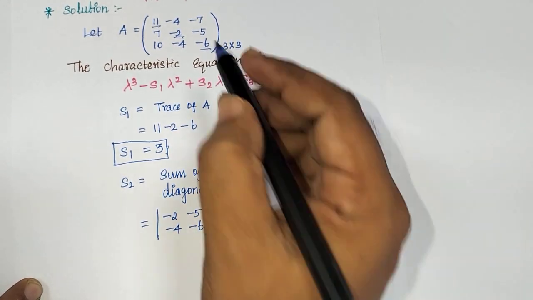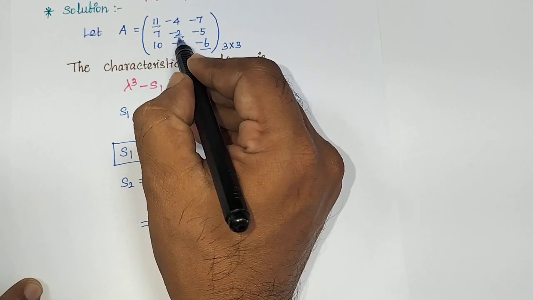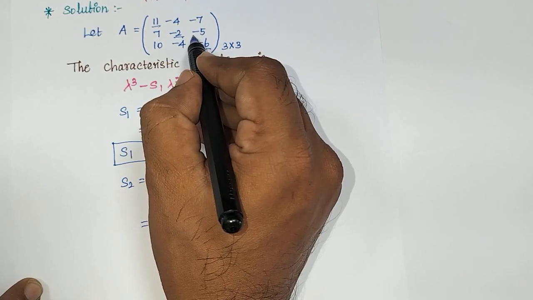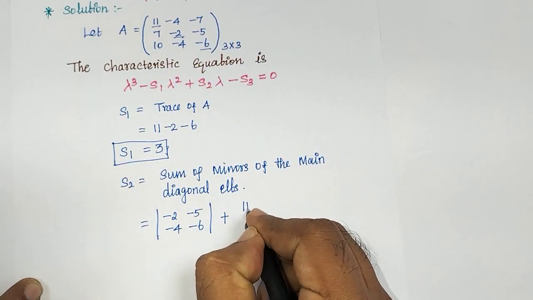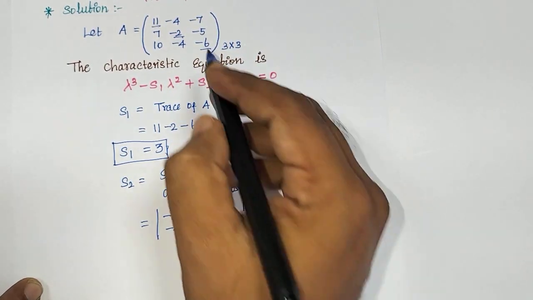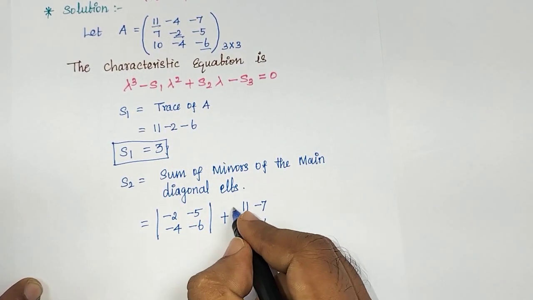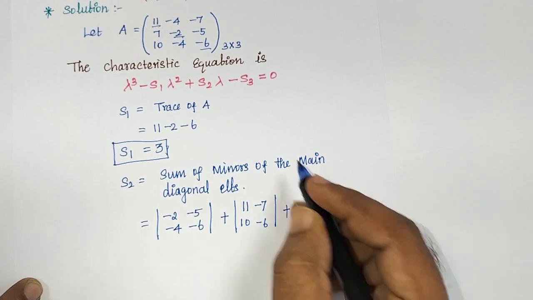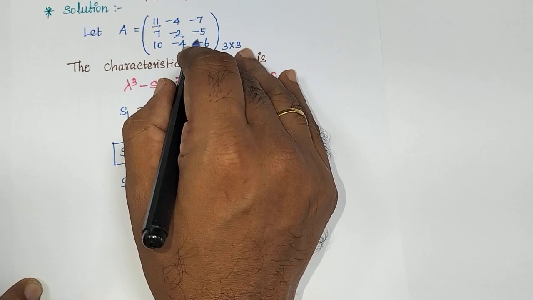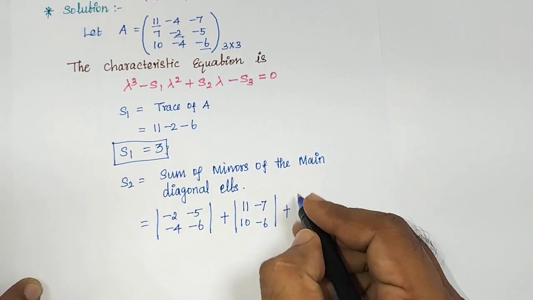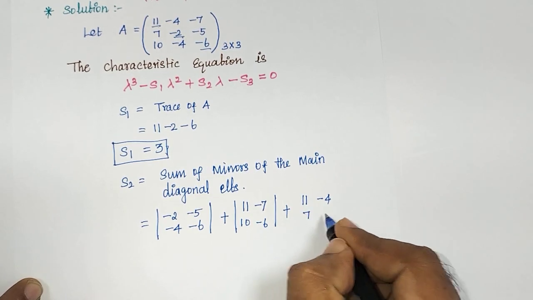And plus. Next I am using the diagonal element minus 2. So this column and this row I am going to eliminate. The remaining I will write in determinant form: 11, minus 7, 10, minus 6. And plus. Next I am going to take the diagonal element minus 6. Based on that, this row and this column you can omit. The remaining values you can write in determinant form: 11, minus 4, 7, minus 2.